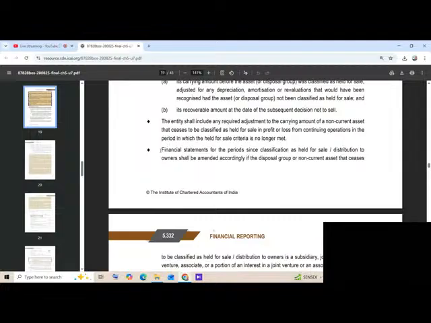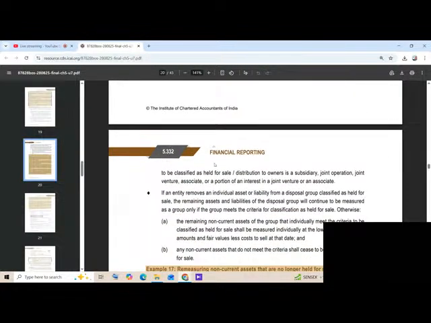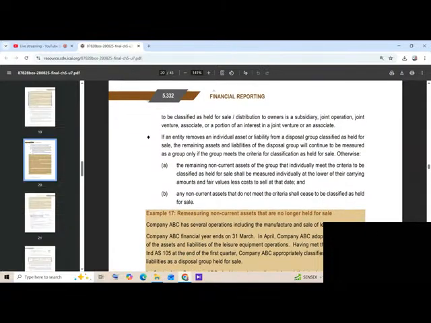Financial statements for the period since classification as held for sale or distribution to owners shall be amended accordingly if the disposal group or non-current asset that ceases to be classified as held for sale, distribution to owner is a subsidiary, joint operation, joint venture, associate, or a portion of an interest in a joint venture or an associate. If an entity removes an individual asset or liability from a disposal group classified as held for sale, the remaining assets and liabilities of the disposal group will continue to be measured as a group only if the group meets the criteria for classification as held for sale.